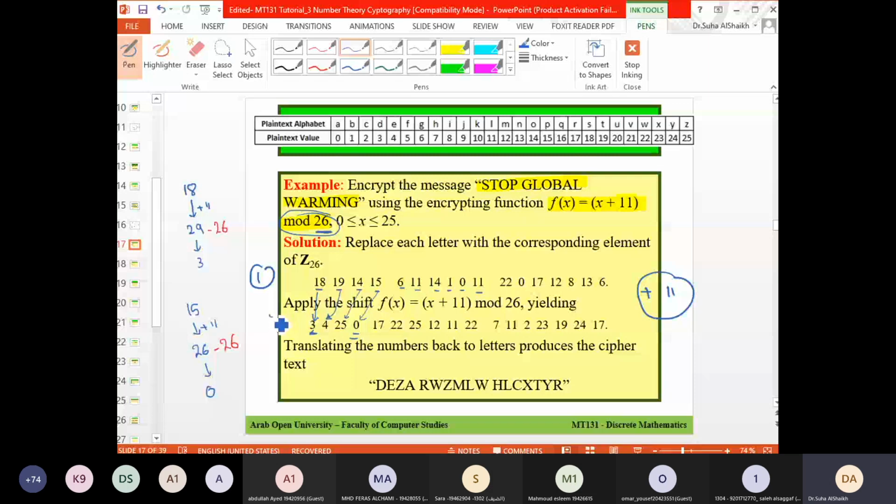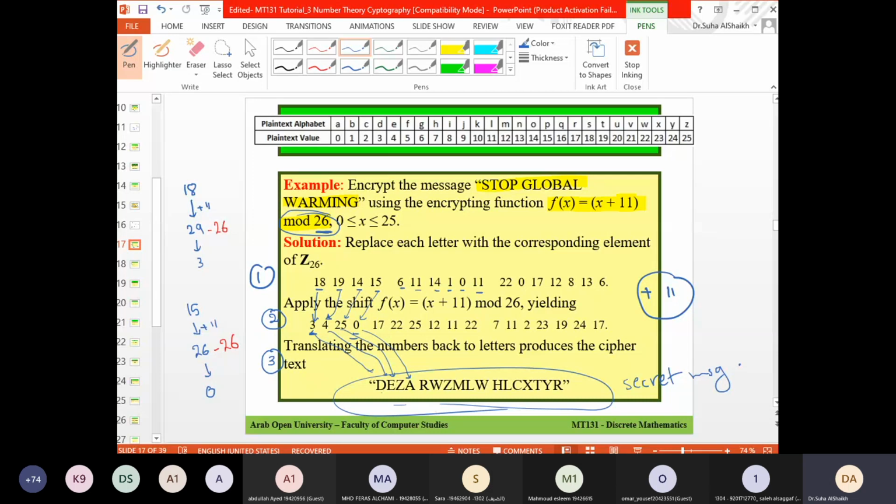Now this is step 2, changing using the function. The step 3 is to translate it again into letters. So the 3 is a D, the 4 is an E, the 25 is the Z of course, the 0 is the A, and so on. So this will be my secret message. The final result, I go back to the table again to convert back the numbers into letters, and this will be the secret message.